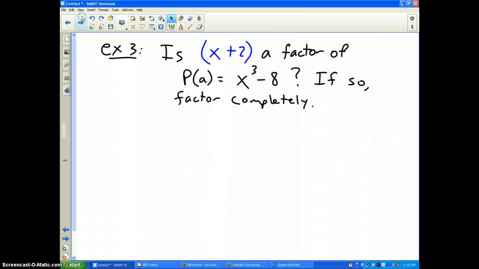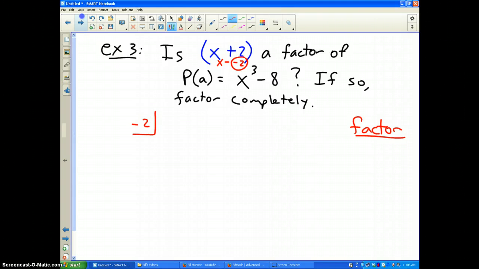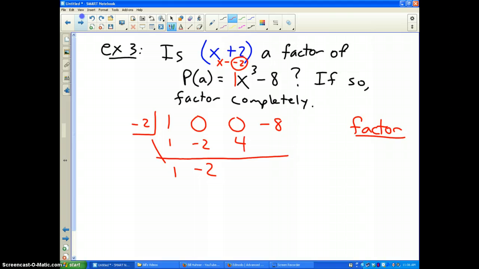The last one. Is x plus 2 a factor of x cubed minus 8? And if so, factor completely. All right, let's take a look at this one. My a value, x minus negative 2, is negative 2, so that goes in the box. My coefficients are 1, the x squared term is missing, the x term is missing, and then the minus 8. So let's see, is this a factor? Bring the 1 down. Negative 2 times 1 is negative 2.